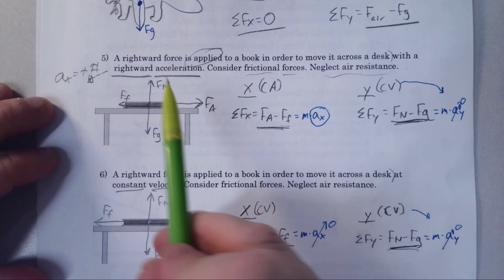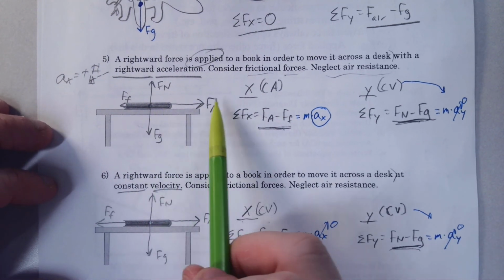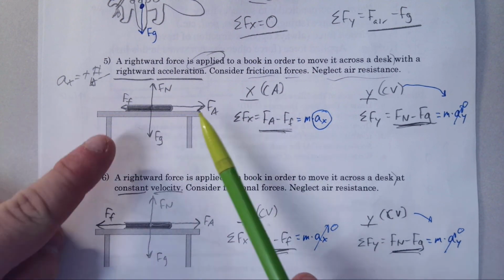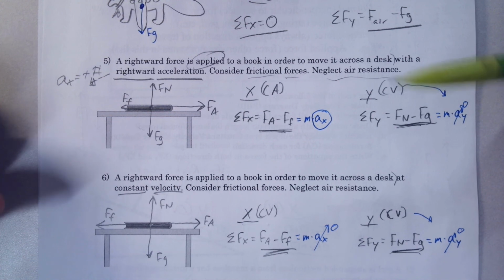If it's accelerating to the right, that means that the arrows to the right have to be greater than all the arrows to the left. So in this case, we have an arrow to the right, the applied force. The friction force has to be smaller than that. There's one side that's bigger than the other, and that's going to cause the book to accelerate in that direction.